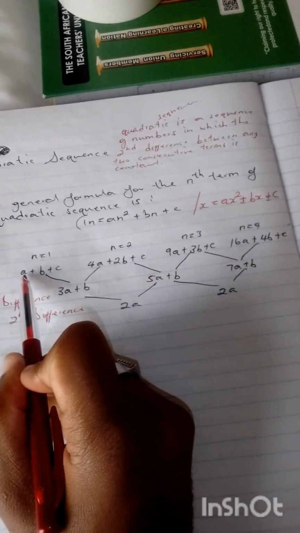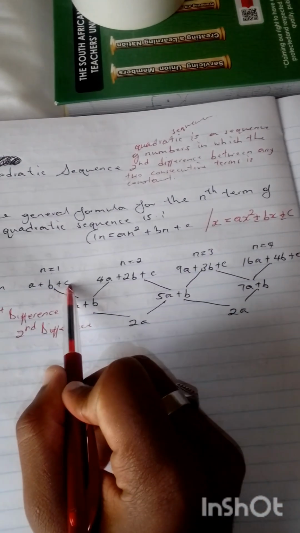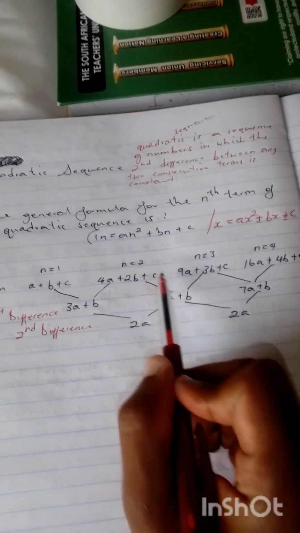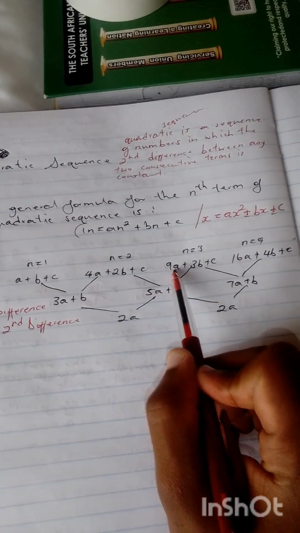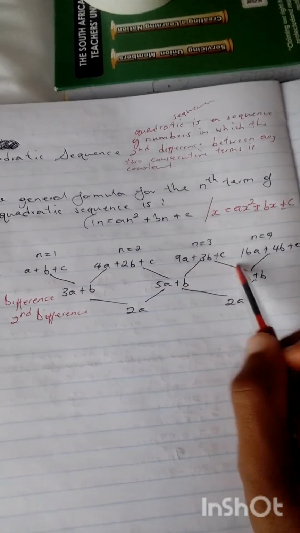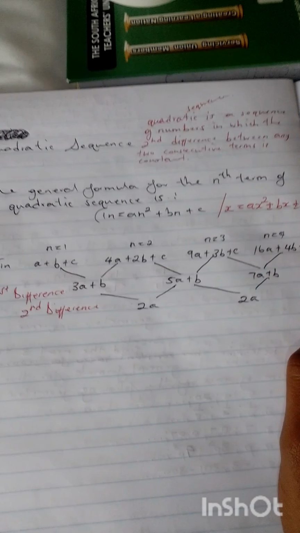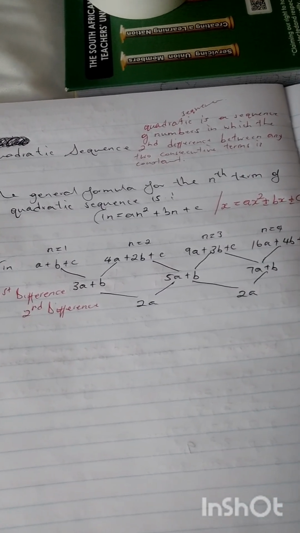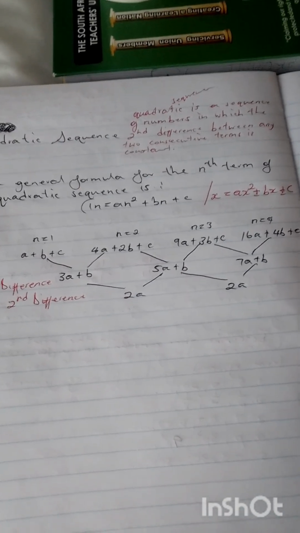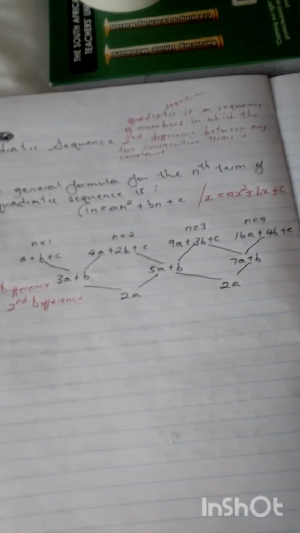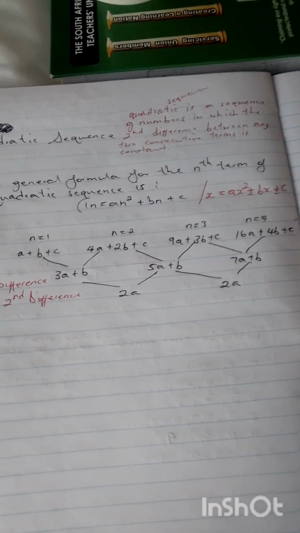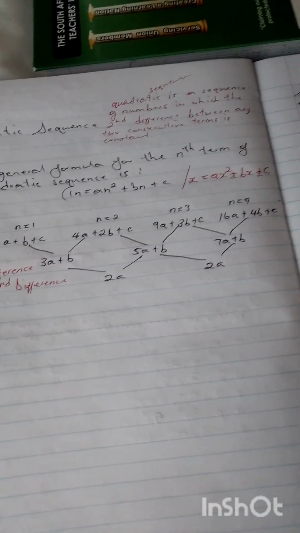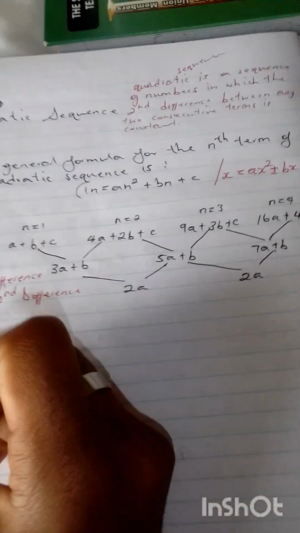Let's look at this. We have a plus b plus c. Then we have 4a plus 2b plus c. Then we have 9a plus 3b plus c. Then we have 16a plus 4b plus c. Now, in order for us to find a second difference, we need to find the first difference. Then we'll find the second difference from the first difference. The first difference will not be constant, but we'll get the consistency from the second difference.